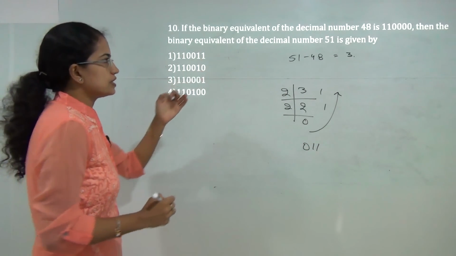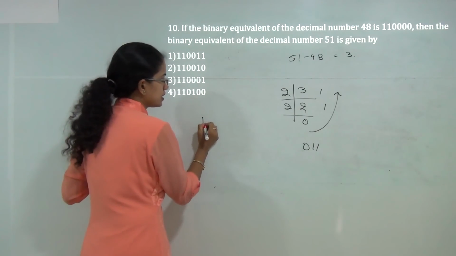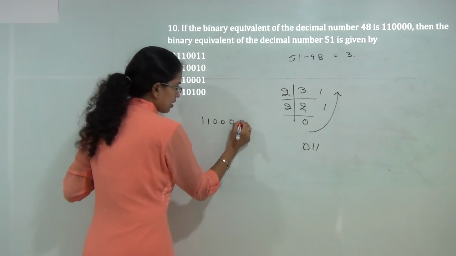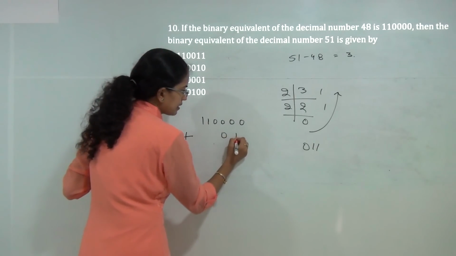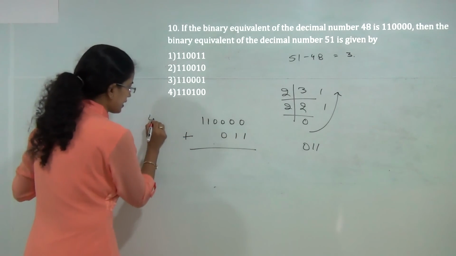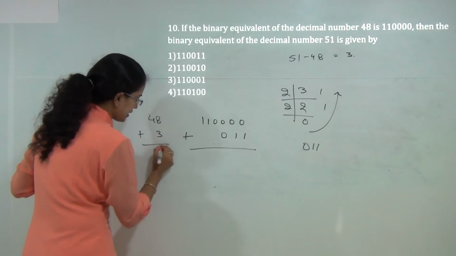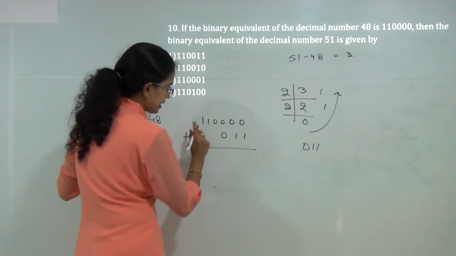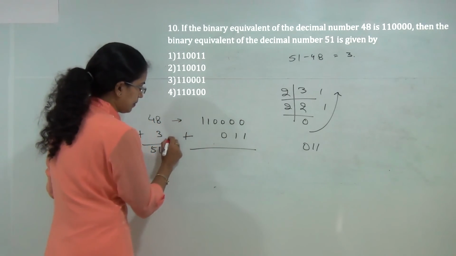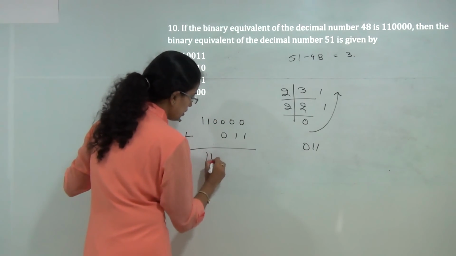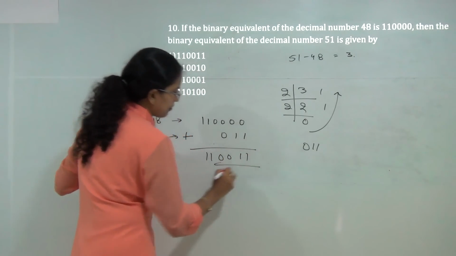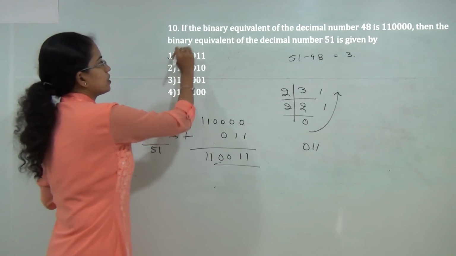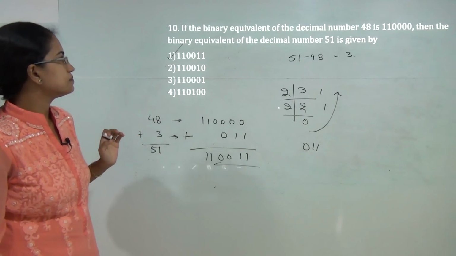Now what I will do is, the binary for 48 is already given. I will add the binary for 3. So here I can say it's 48 plus 3 and that would be 51. And here I can say it's binary for 48 and binary for 3. If I am adding these two, I will get the binary for 51, which would be 110011.